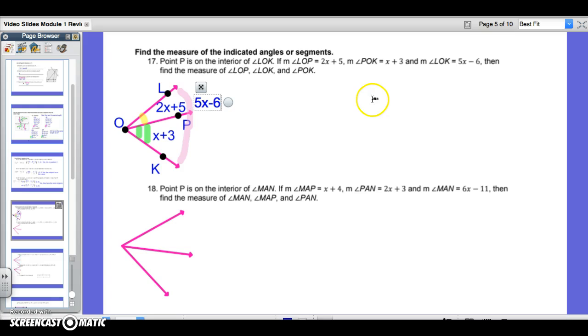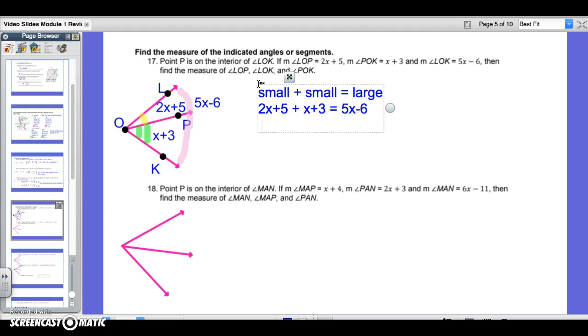Okay, it says find the measure of each of these. So we can use our algebra skills, kind of like the segment addition postulate. We're going to have the angle addition postulate. So we're going to do small plus small equals the large angle. So let's actually do that. So we have 2x plus 5 plus x plus 3 equals 5x minus 6.